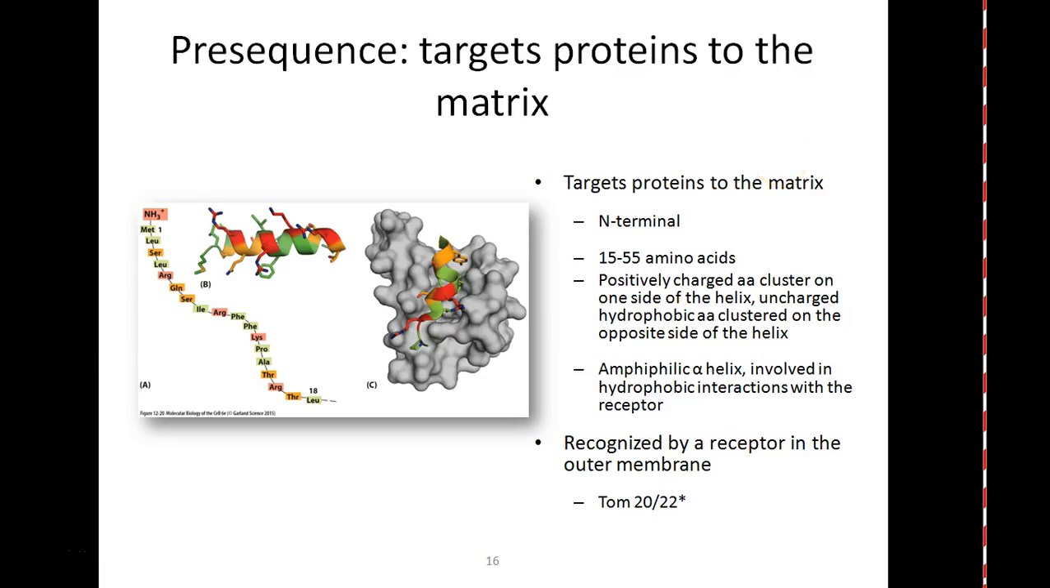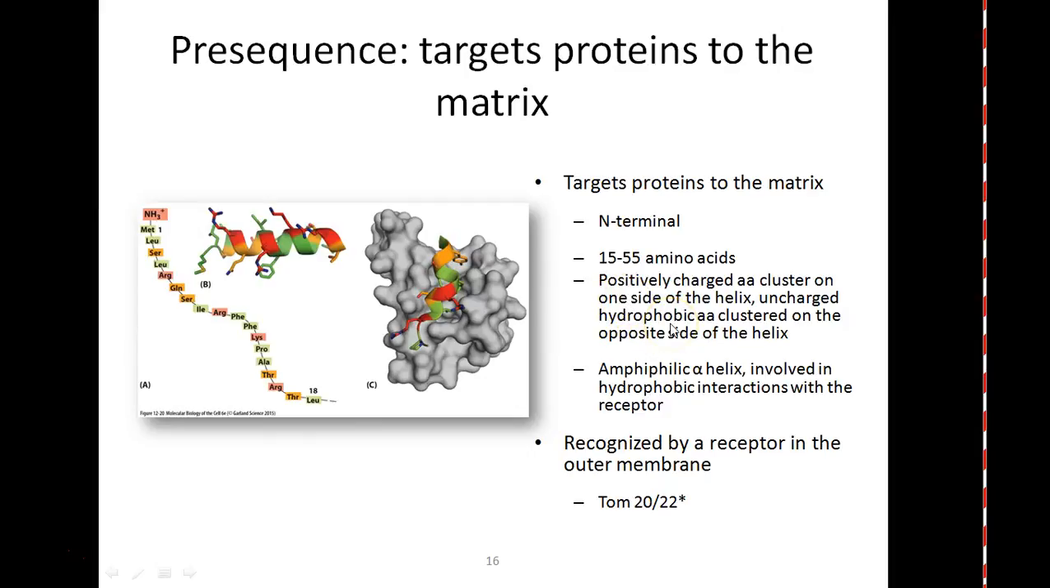So now I want to talk about the pre-sequence. The pre-sequence is important. It's present in all of the proteins that need to go to the mitochondria, and it sits on the very N-terminus portion of the protein, so it's N-terminal. It's short, 15 to 55 amino acids. So here we have this nice stretch of amino acids.